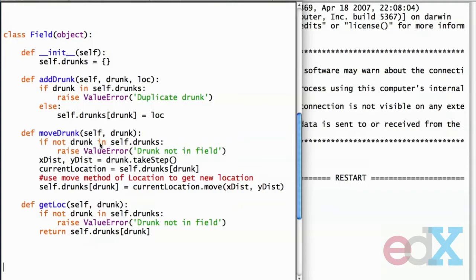So we say if the drunk is not already there, then we'll raise an exception. Otherwise, we'll take a step. What does that mean? We don't know yet. That depends upon the kind of drunk we're looking at, and that will allow us to take a step, and that will return a distance along the X direction and the Y direction. We'll get the current location, and then we'll update the current location with whatever we got from drunk.takeStep.